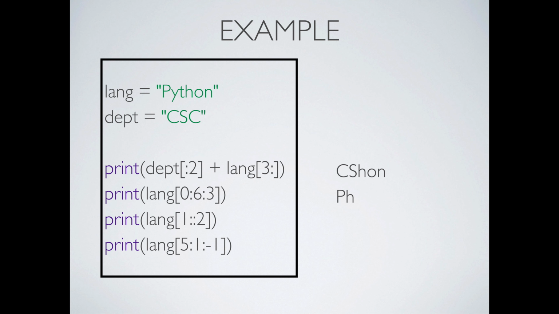The last example is showing you how you can potentially go backwards through a string. Again, same rules as range: start, stop, skip. If you want to go backwards, use a negative number there. If you have any questions about these examples, please do let me know.